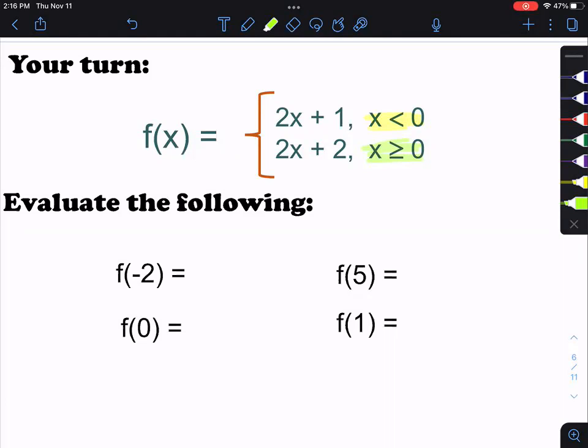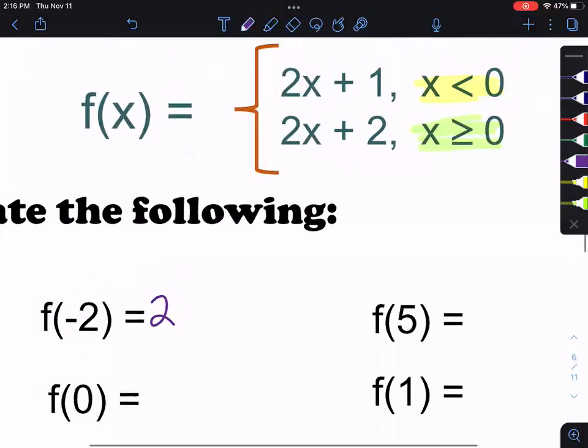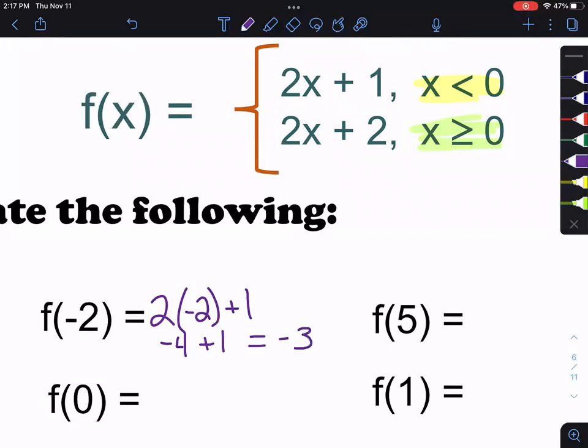All right, for f of -2, the x value here is -2. -2 is less than 0, so we're going to plug -2 into the top equation. So 2 times x, which is -2, plus 1. Then we're going to simplify that. Well, 2 times -2 is -4. -4 plus 1 is -3.